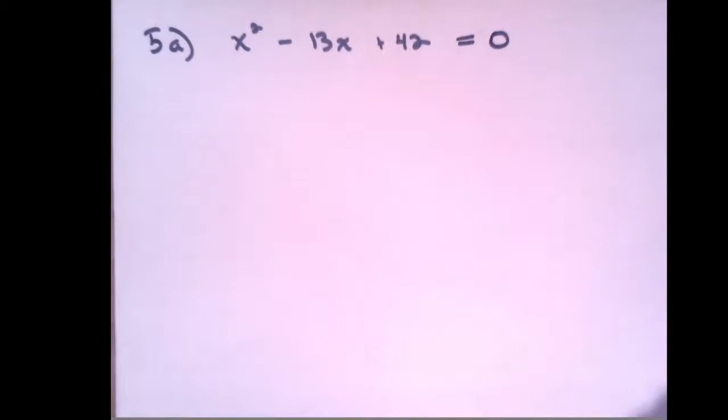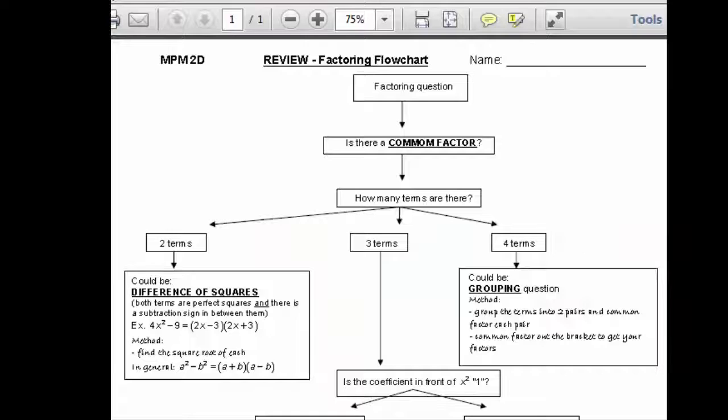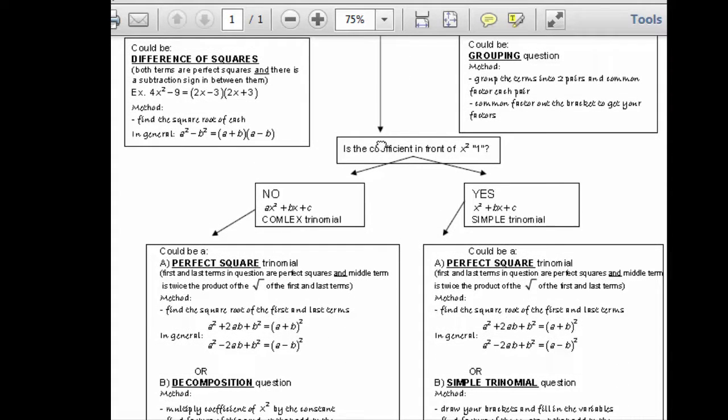All right, so to solve this question, you're not allowed to guess and check. You need to do it by factoring. So you're going to want to grab your factoring flowchart. This is a 3-term, and the coefficient in front of x squared here is 1. You've got a factoring question. There's no common factor if you go back and check that. There's 3 terms. And then you're asked, is the coefficient of x squared 1? And we did say yes, it is 1.